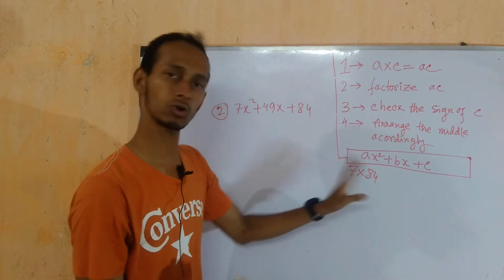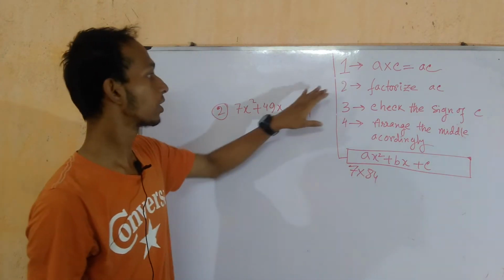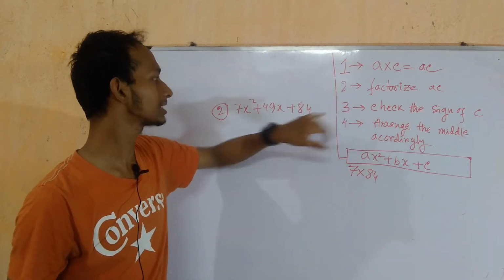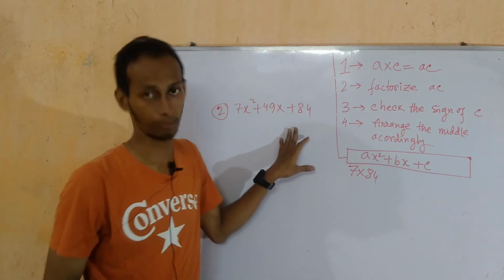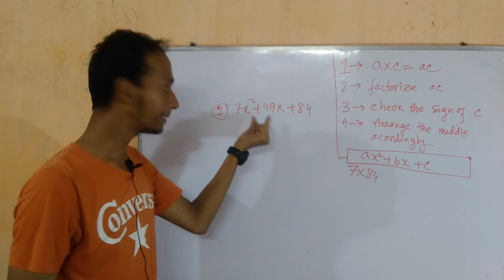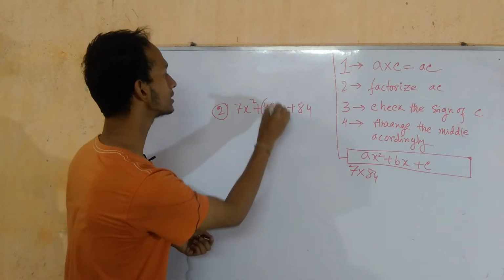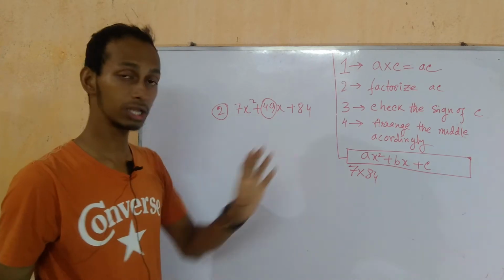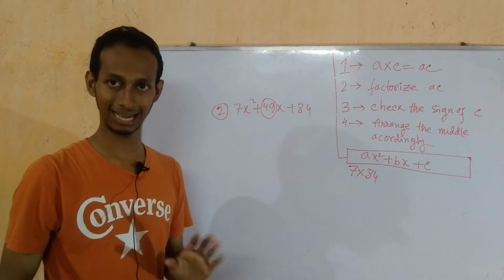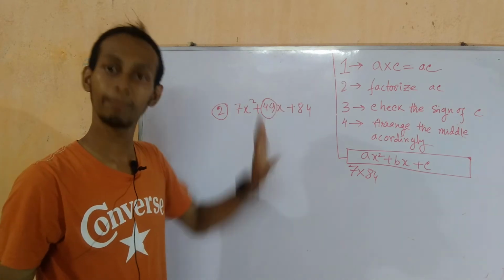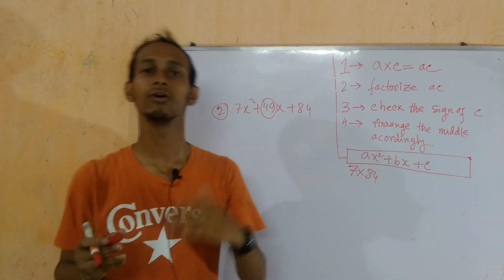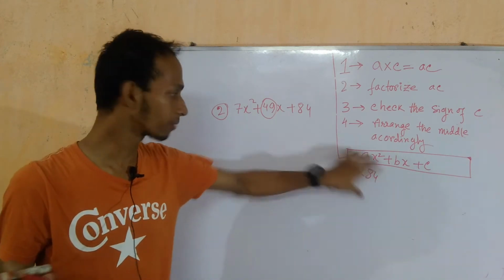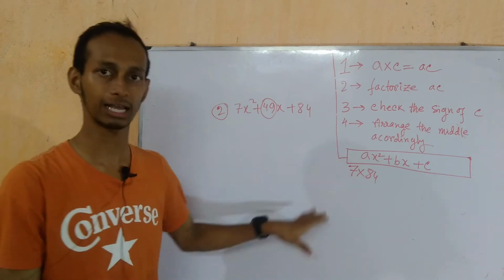That means 7 cross 84. Now check the third step, that we have to factorize. In the third step, check the sign of c. The sign of c here is positive. So for the middle term, I said, only see the digit, not the sign, nor the x. Only see the digit. What is the digit here? 49. Then what is the sign of c? Plus. That means we have to arrange 49 by adding two numbers that we make from this product, that means after factorizing.